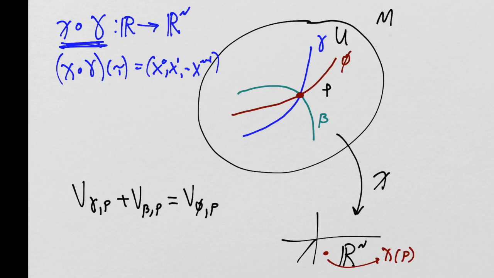So we're going to reintroduce a chart. Now we're not going to specify in any detail what the chart is, but because we're dealing with a manifold, the chart necessarily exists.